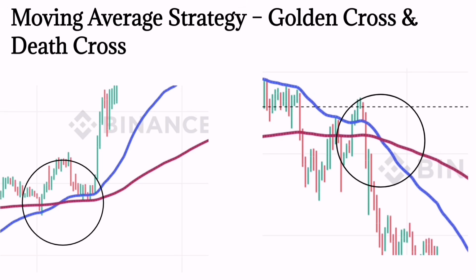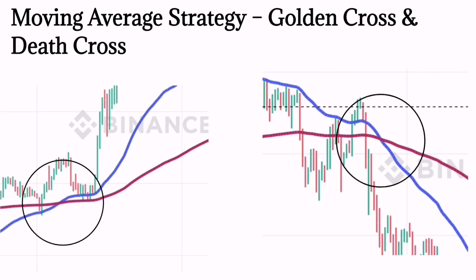Moving average defined. A moving average is just the average closing price over a fixed number of candles. It smooths price so you stop reacting to every tiny wiggle. Types. The two common versions are the simple moving average, SMA, and the exponential moving average, EMA. The SMA treats every candle equally. The EMA gives extra weight to the most recent candles, so it hugs price more tightly.